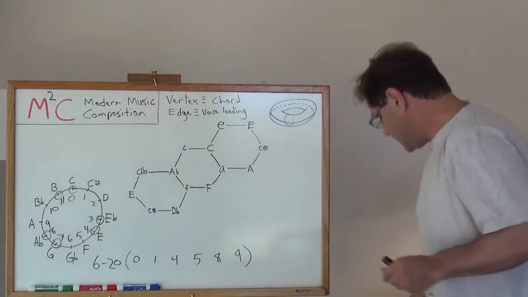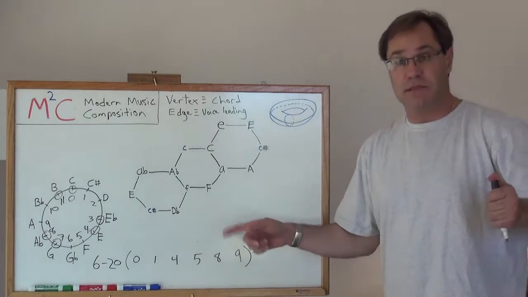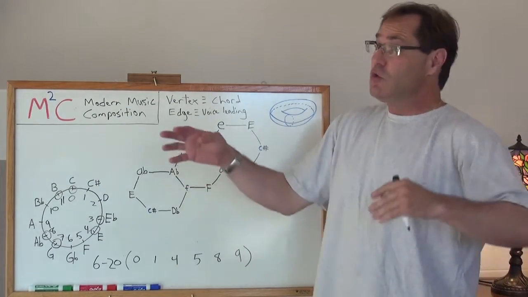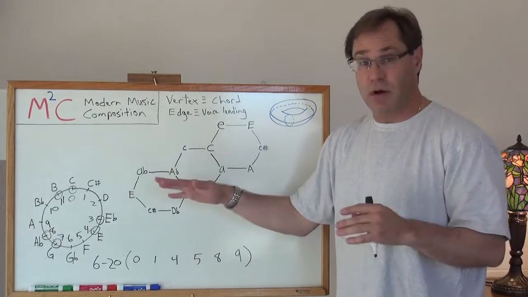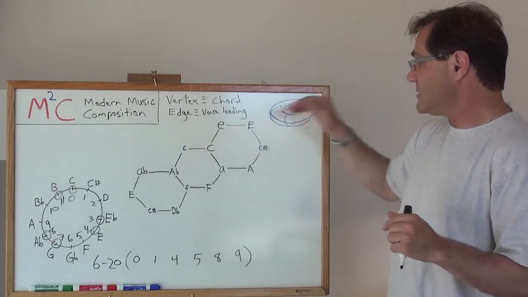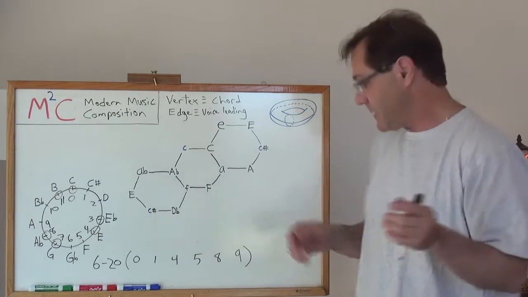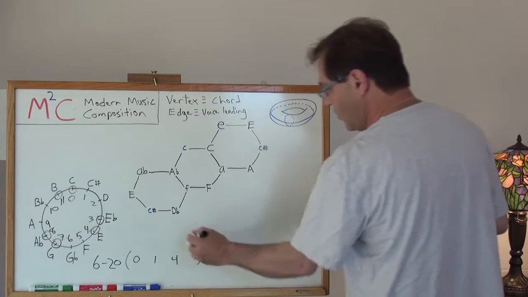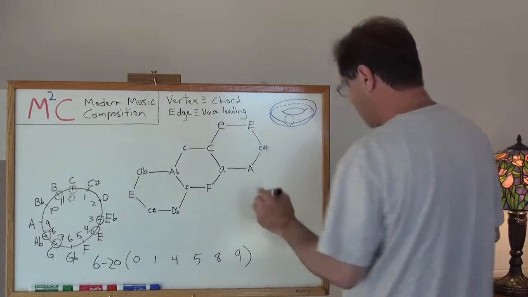Okay, we're going to use this set class, perform some symmetric operations on it, and show you that by doing that, you can use this procedure that we're going through right now to march your way through these edges and create your own voice leading. Okay? Let's see how this works. So let's remember that 0, 1, 4, 5, 8, 9.